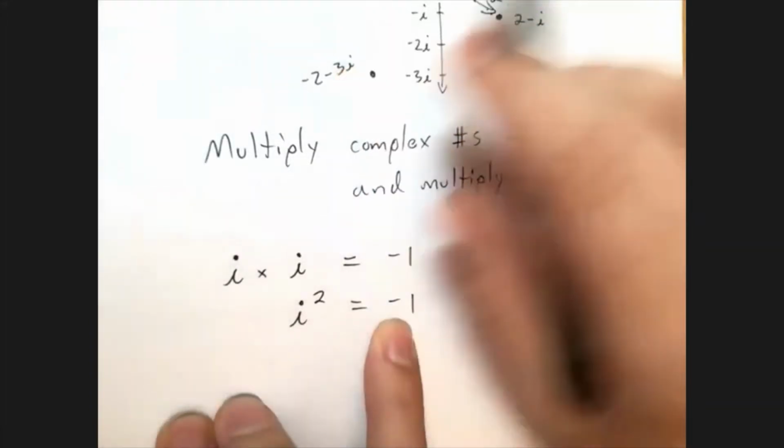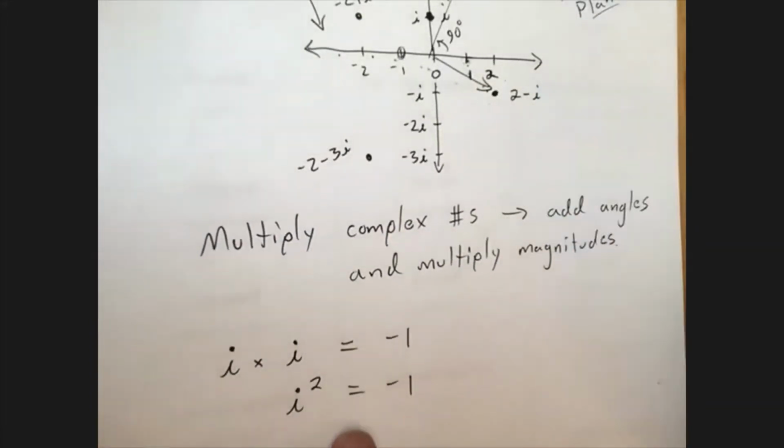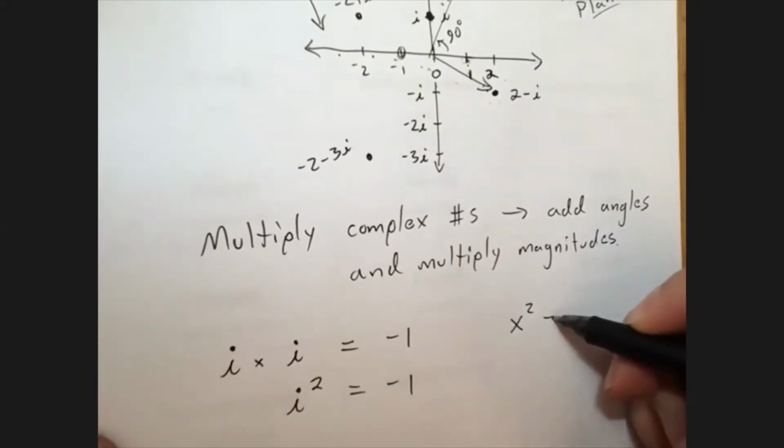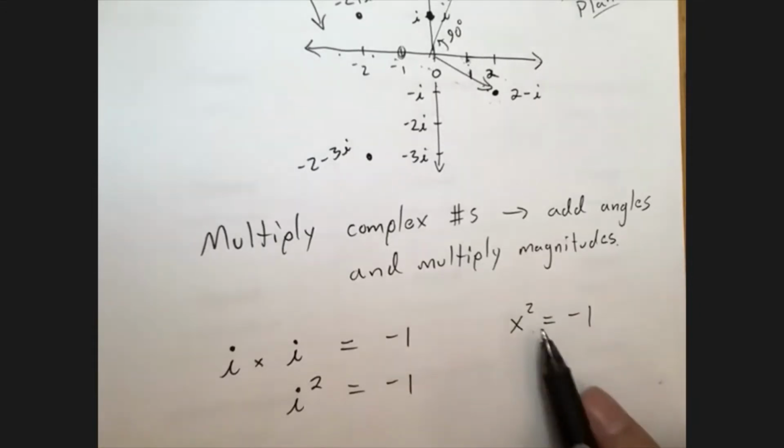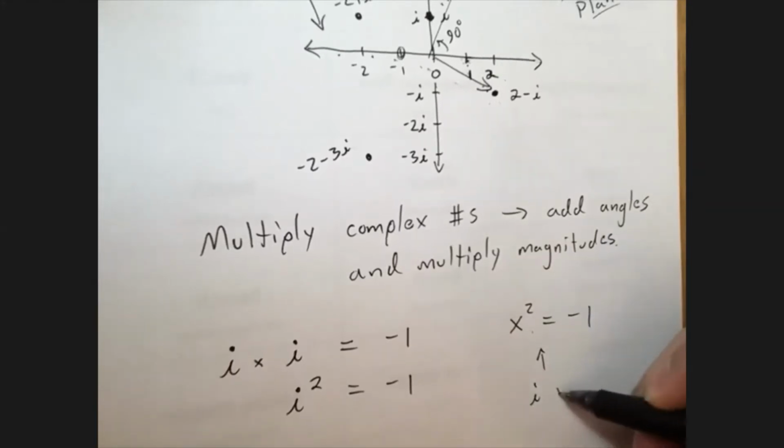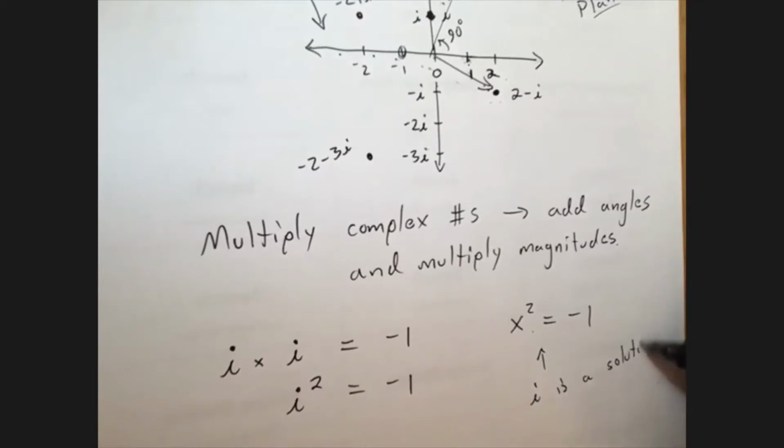Now, when we were only thinking about the real number line, the equation x squared equals negative 1 has no solutions on the real number line. But now we see that it does if we look at complex numbers. This equation actually has a solution. So i is a solution to this. So if we allow complex numbers, we're able to solve equations that we couldn't solve before. Whereas before we would say there is no solution, now we can say that there definitely is.